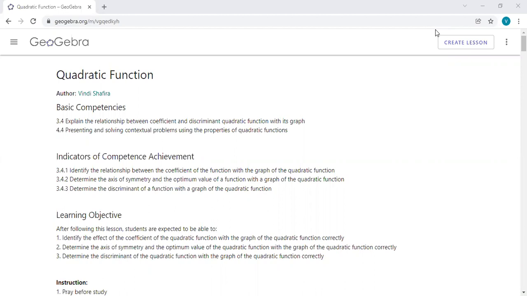ID number 19029118. In this video, I will explain about my product in Geogebra. The topic is quadratic function. First, I put basic competencies, which is 3.4 and 4.4. And the indicators of the competence achievement, learning objective.